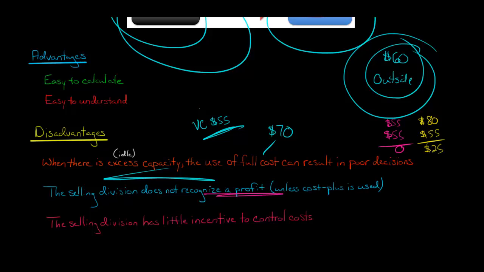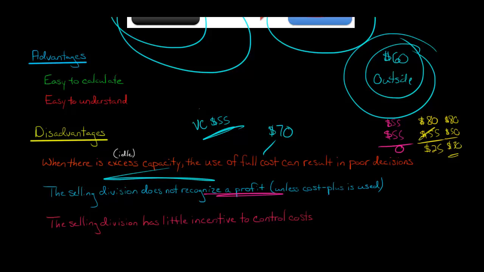Now, let's say that you could somehow reduce your cost. You could improve and get better with your cost management, and you could get to where it's $50 variable cost. Now you've got $30 of profit per battery, and your division is looking better. Your division is looking more profitable. The manager might get promoted and so forth.